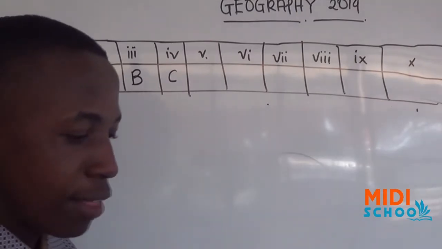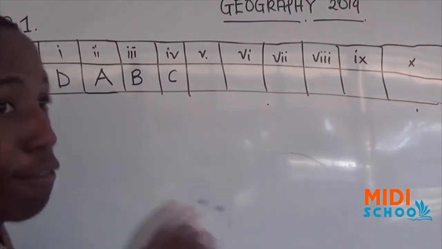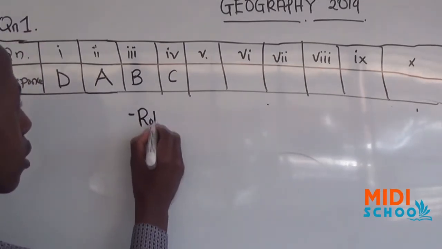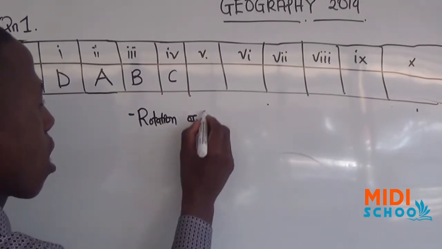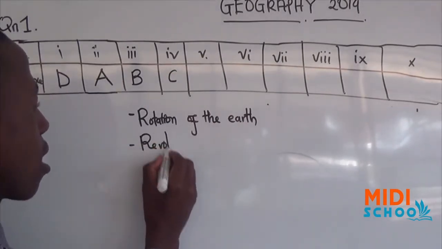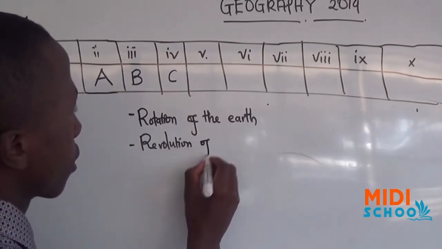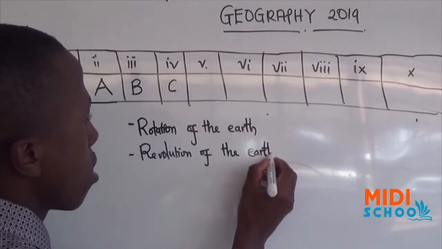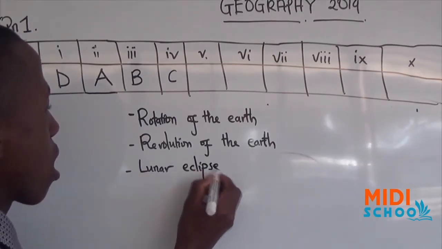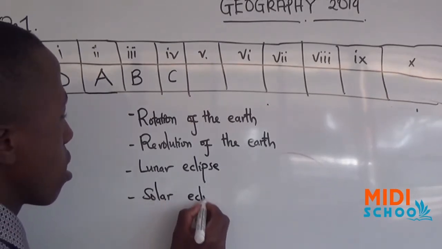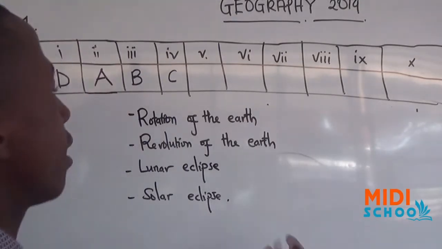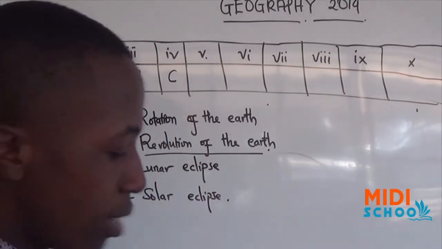But number five, the four seasons of the year are a result of A, rotation of the earth, B, revolution, C, lunar eclipse, and D, solar eclipse. The four seasons of the year are a result of the revolution of the Earth. And our answer here will be C.